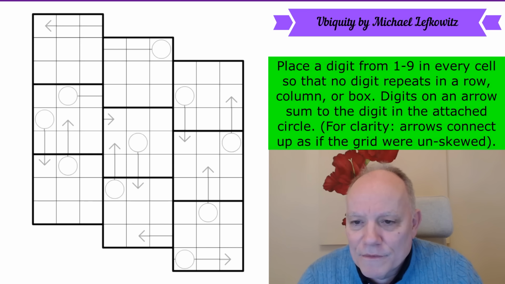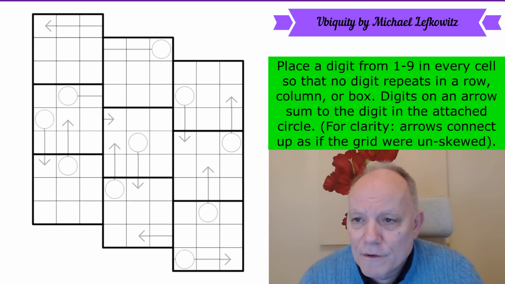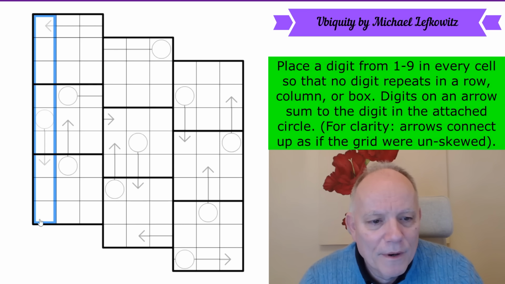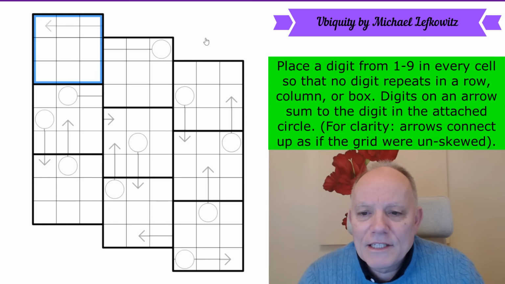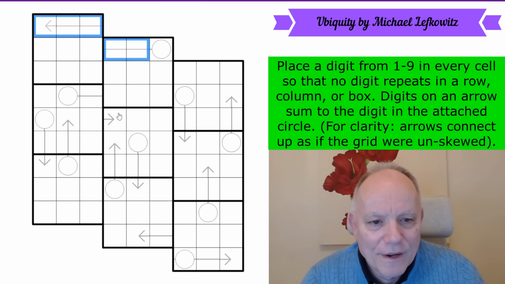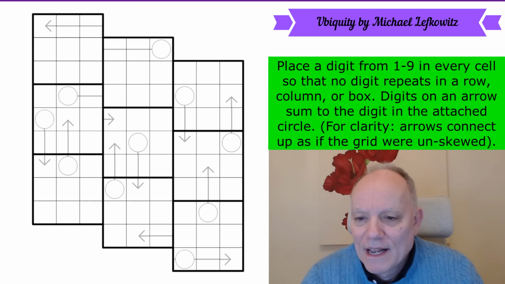Now, let's have a look at the rules of Ubiquity by Michael Lefkowitz. As you can see from the grid, we are not going to get normal Sudoku rules apply. What we get instead is place a digit from 1 to 9 in every cell such that no digit repeats in a row, a column, or a box. Digits on an arrow sum to the digit in the attached circle. And for clarity, arrows connect up as if the grid were unskewed. So that's all one arrow. And that's another arrow connecting to that circle. And that is an arrow connecting to that circle just as that is. I mean, it's a beautiful idea. Do give it a try.